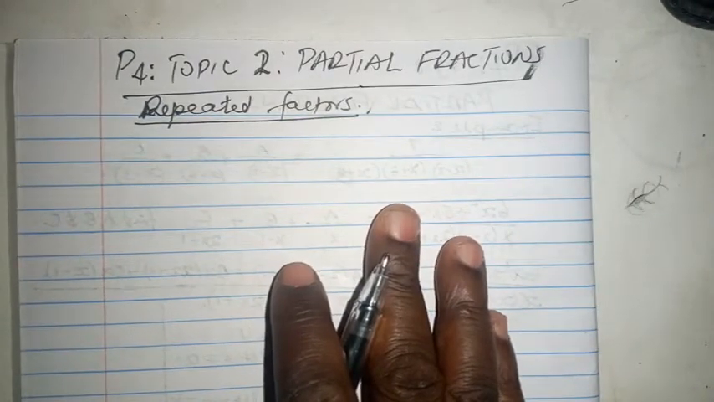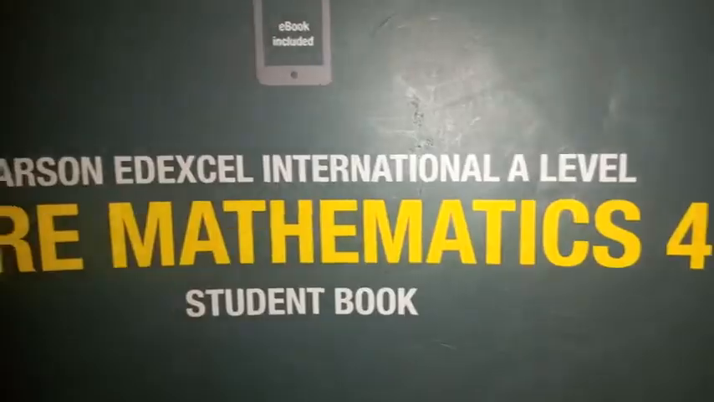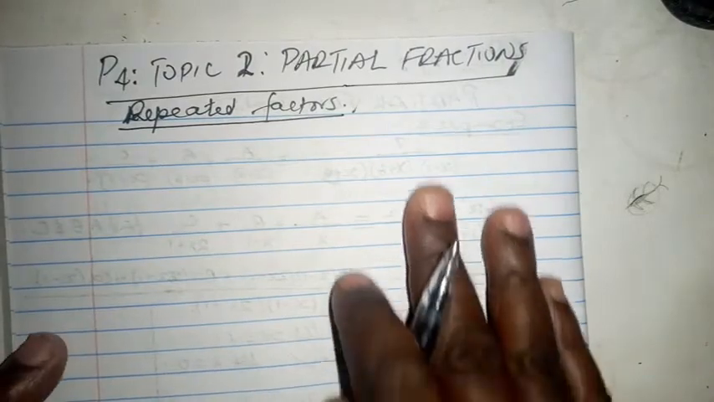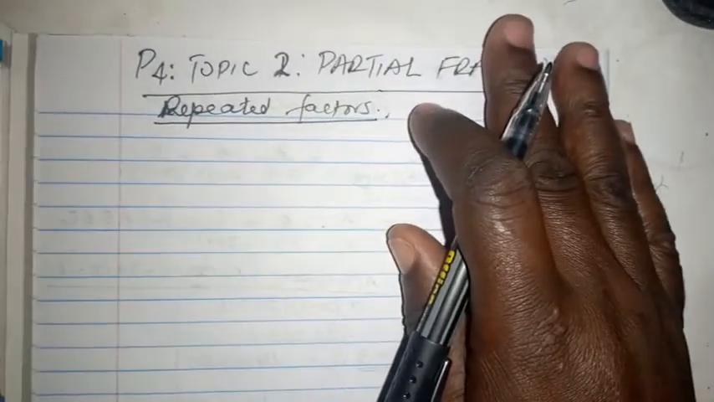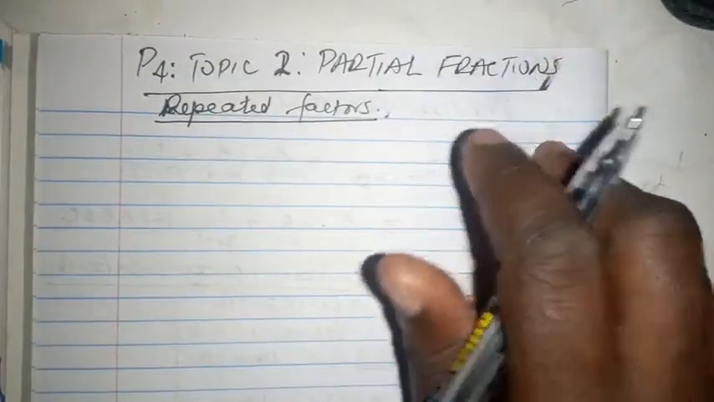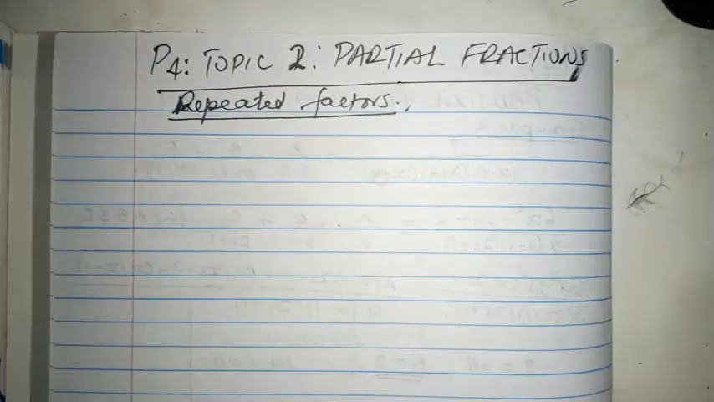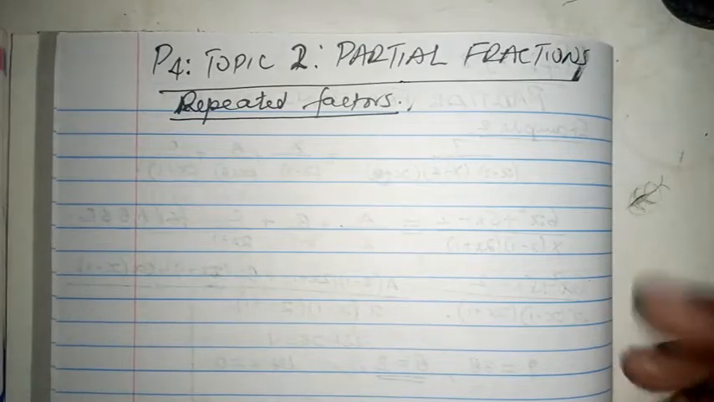And we continue to explain something in Pure Mathematics 4. Still in topic number 2, partial fractions, and we want to explain something like in example 3. But before then, let us understand something that is on page 10.